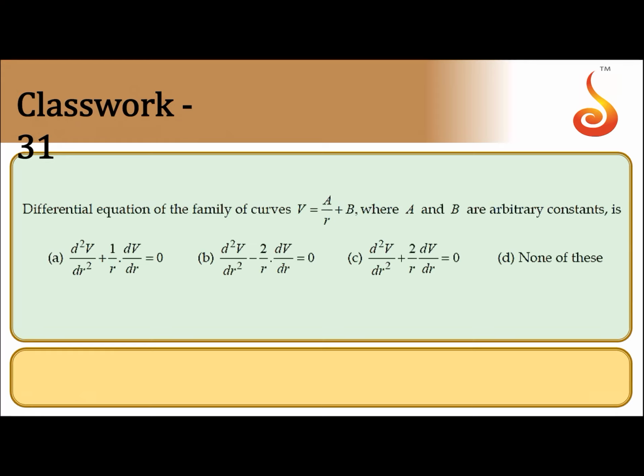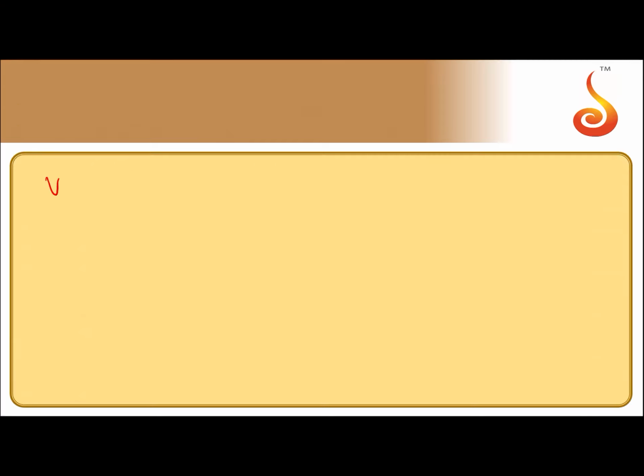Coming to the differential equation of the family of the curves, v is equal to a by r plus b, where a and b are arbitrary constants. To eliminate, you have to differentiate twice. Let me take v is equal to a by r plus b. Differentiating once with respect to r, you will be getting minus a by r square plus 0. Why don't you bring r square to the left hand side and differentiate now? You get the answer here.